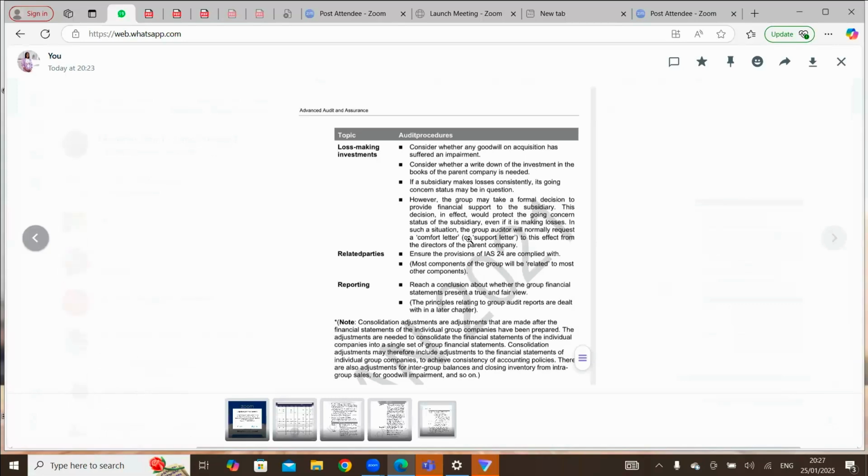Now we should note that consolidation adjustments are made after the financial statements of the individual group entities have been prepared. Okay, so consolidation adjustment is just for the group to meet up with the group policy. So thank you very much, Mr. Soji, for calling our attention to that. So yes, we'll take note of it and add it to the material moving forward.